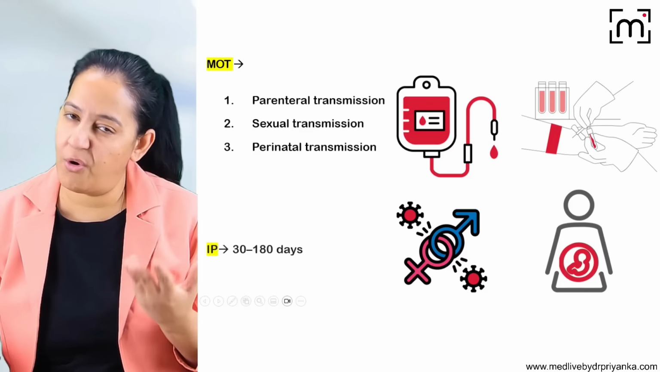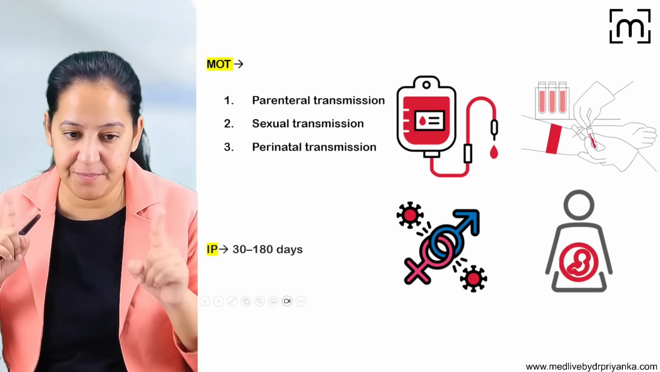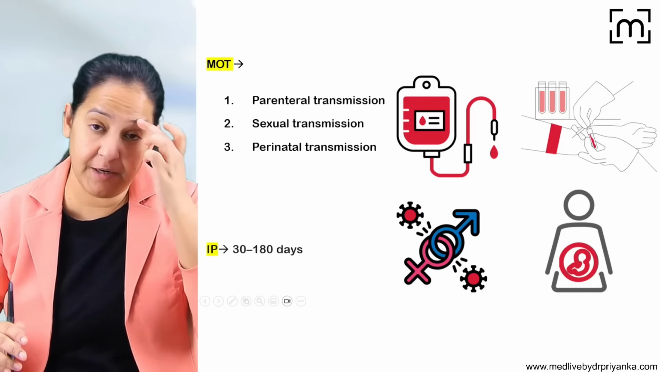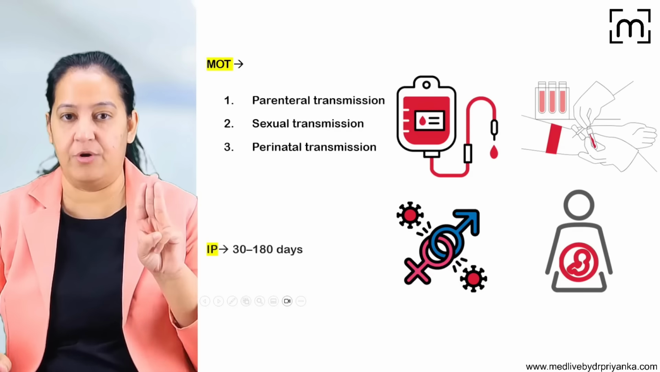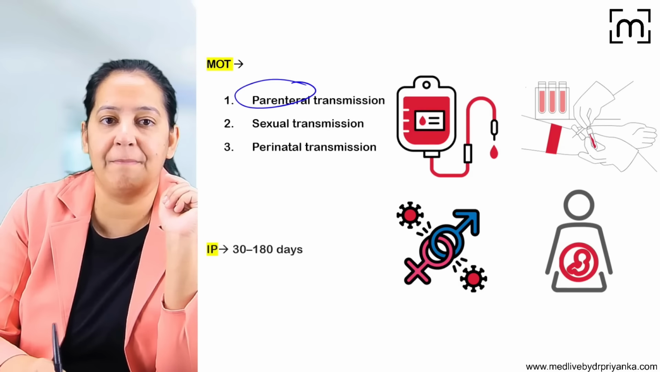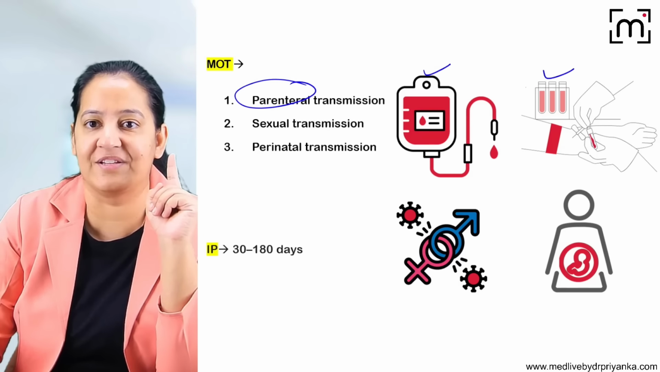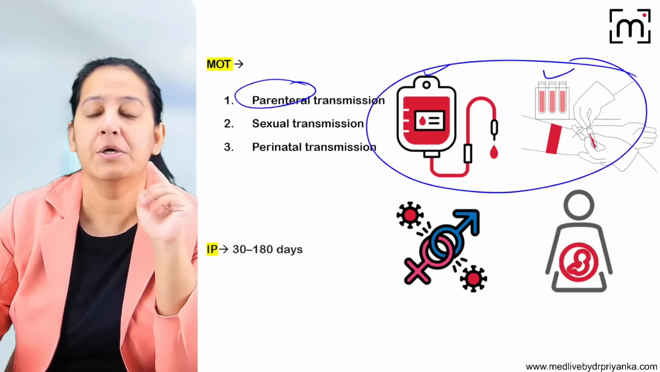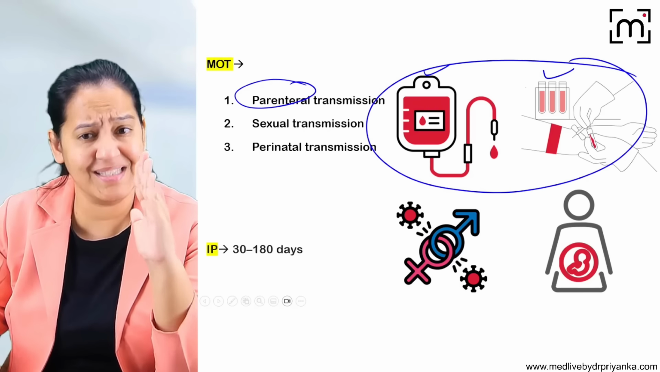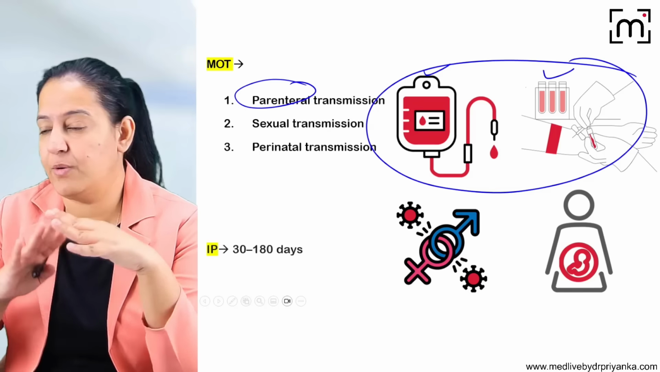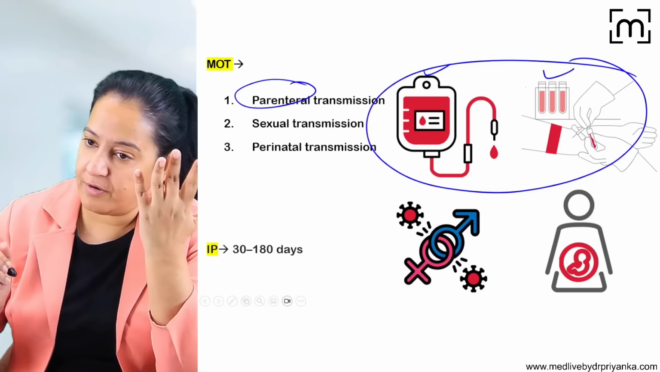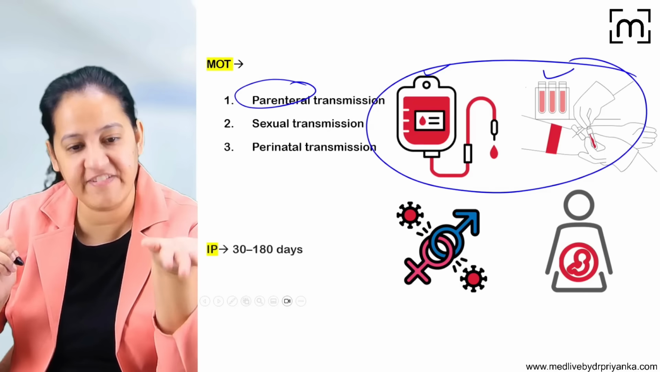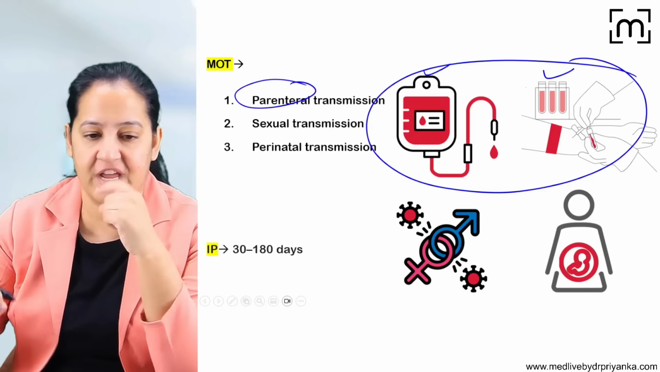Mode of transmission, we already know. A and E are transmitted by fecal route, but B, C, D get transmitted by 3 routes. I told you, if a person has B or C or D, it is transmitted by 3 routes. Number 1, the parenteral route. Parenteral is via blood products or common syringes, common needles. So if a person has hepatitis B and you use a syringe or needle, and the same syringe and needle you use on another person, that infection can be transmitted. If you transfuse the blood of a person having hepatitis B to another person, the infection can be transmitted.